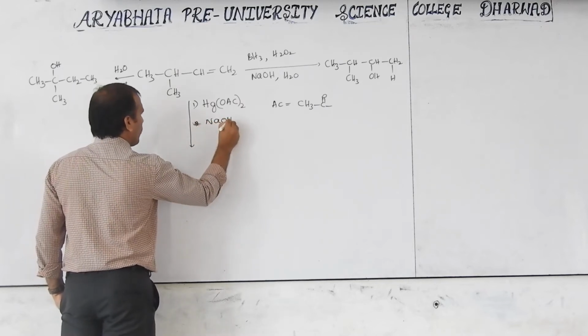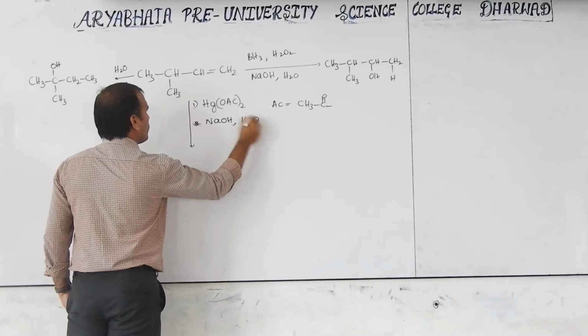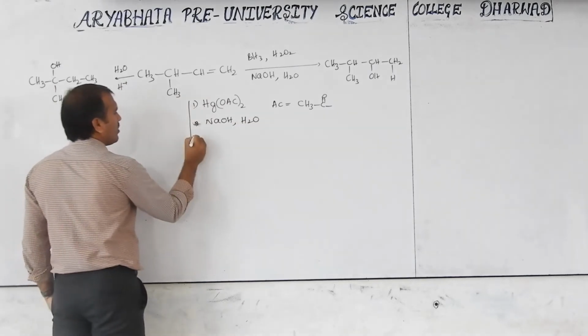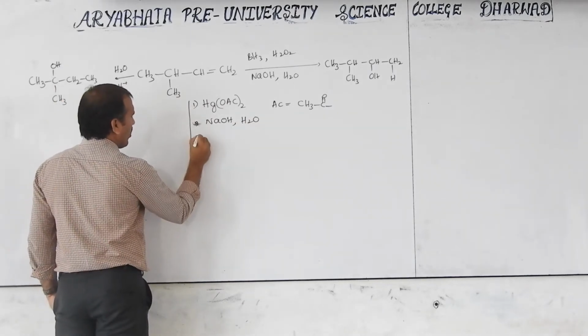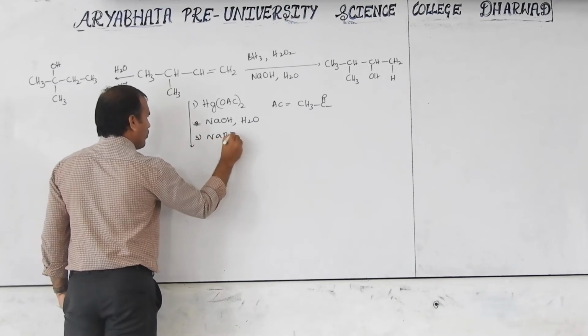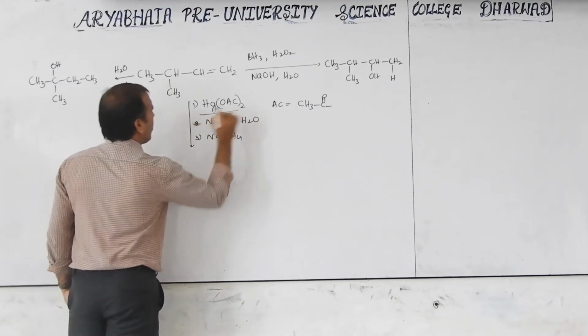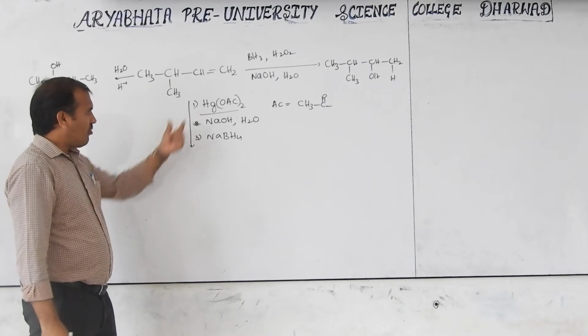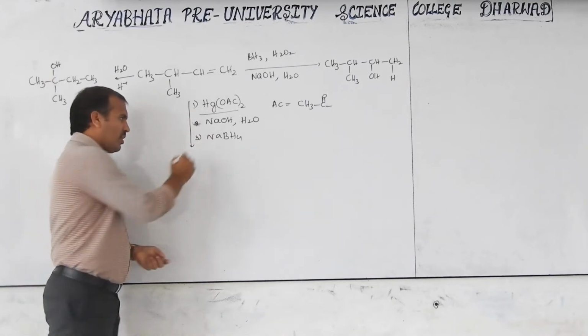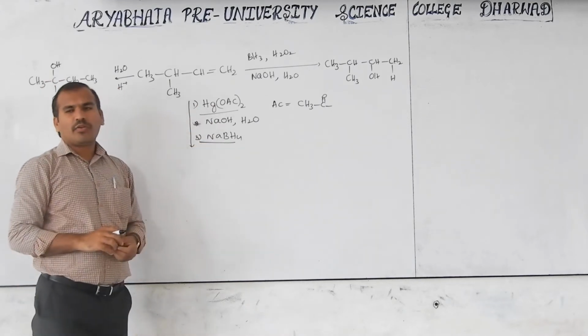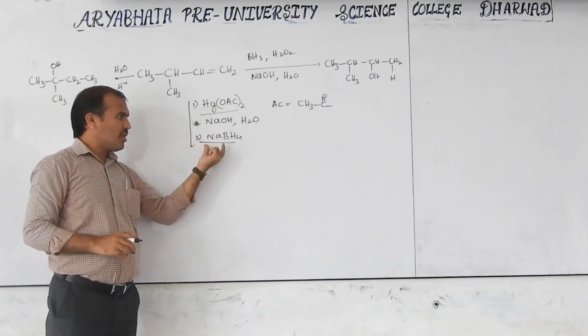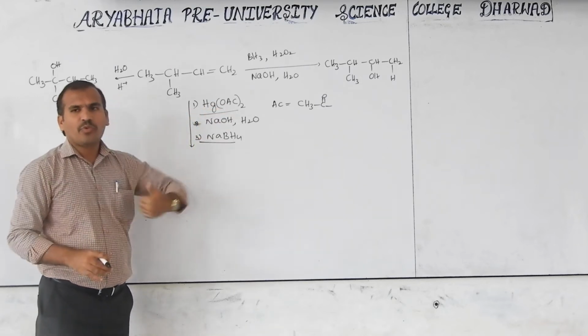NaOH, water. Next, the third one is NaBH4. This is called oxymercuration. First step is oxymercuration. This one is called demercuration. Oxymercuration, demercuration means it removes the mercury.